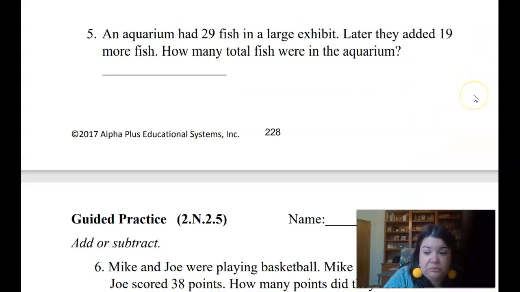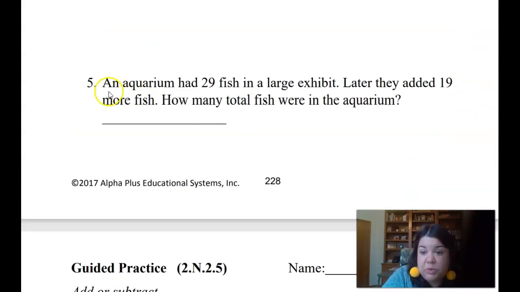All right. What about this last one? We're going to just do one more. An aquarium had 29 fish in a large exhibit. Later, they added 19 more fish. How many total fish were in the aquarium? So we had 29 fish, added 19 more total fish. So we're going to have 29 and 19. Is it going to be addition or subtraction? Pause the video and try it on your own. Pause now.